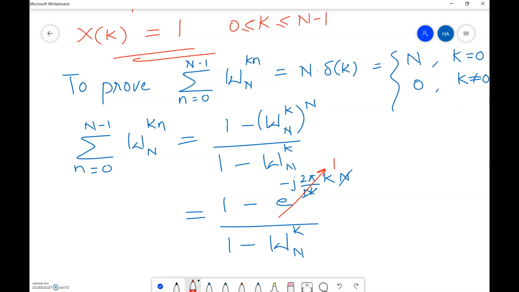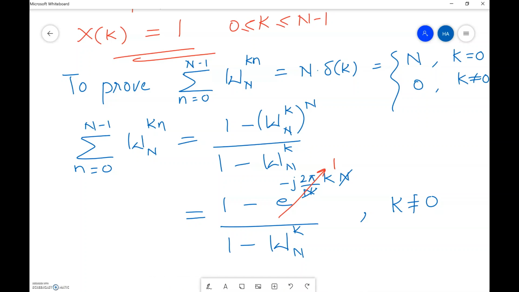Now, how about your denominator? For what value of k is there a possibility that you substitute some value of k and the denominator becomes 0? This we have to avoid, right? So we cannot use this value of the summation for k equal to 0. Am I right? Because if you put k equal to 0, then your denominator becomes 0. W_N power 0 is 1 and 1 minus 1 will be 0. So k equals 0 we cannot use in this expression. So k should not be equal to 0 for this summation to exist.